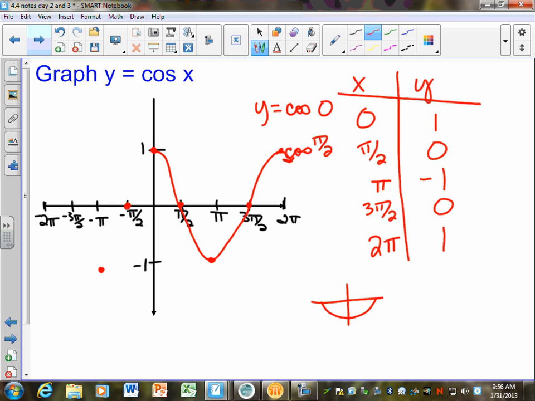And -3 pi halves, is that still going to be a y value of 0, because it's still on the x-axis? And at -2 pi, I'm still going to be in the same spot, and I'm still going to get 1. Or if you just remember that cosine is even, like a parabola, whatever's on this side, it's the same thing over here, which is why I love even functions. Because it's like I get points for free. So that one right there, even function.